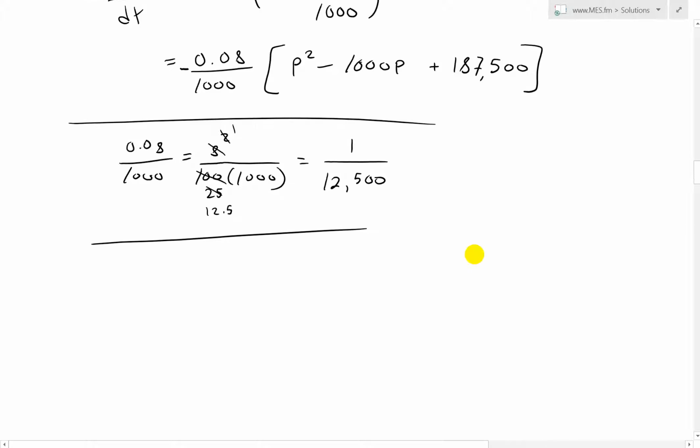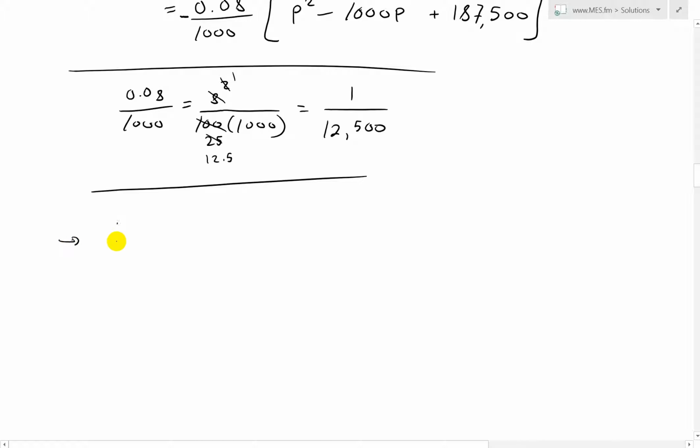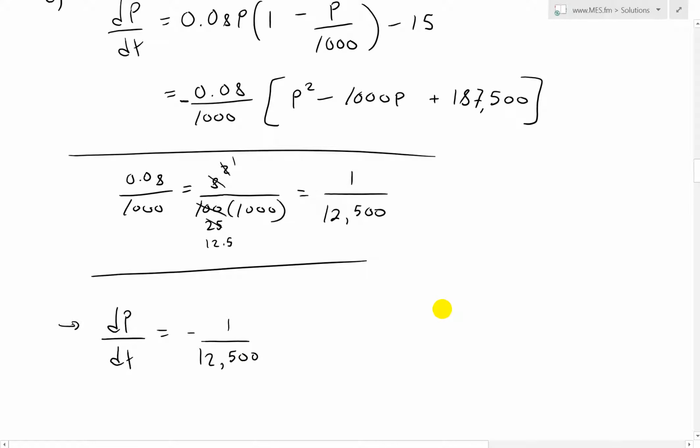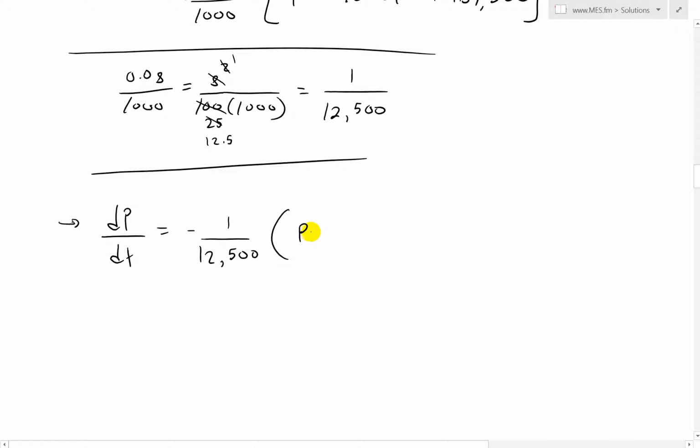So just to simplify it further, what we finally get is dp over dt equals 2, this negative 0.08 becomes negative 1 over 12,500, like that. And now this one, factored out as explained above, is going to be p minus 750. Actually, I'll just write 250 in it. So 250 and p minus 750. Just write this in this order.